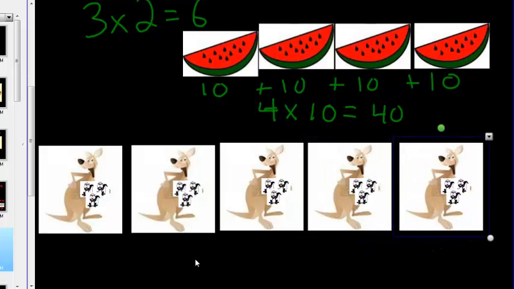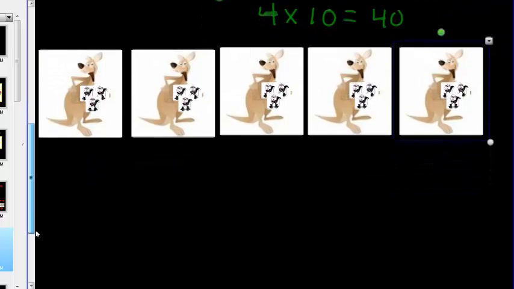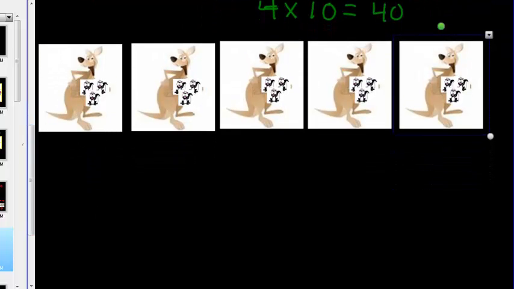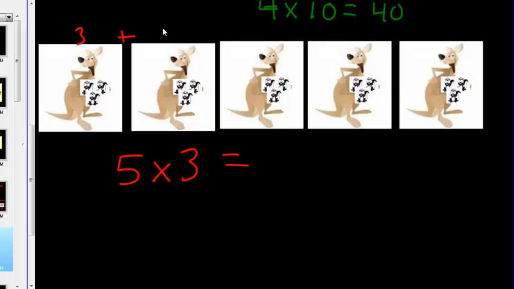What's the multiplication equation for this one? Well, let's see here. How many groups do we have? We have 5 groups. 5 kangaroos, that's 5 kangaroo pockets. That's 5 groups. And I have 3 in each one. What's my answer? It's going to be 3 plus 3 plus 3 plus 3 plus 3, and that makes 15.